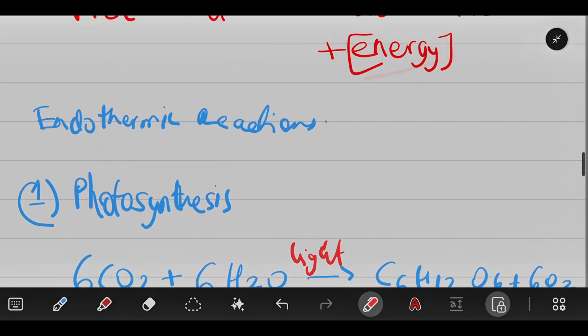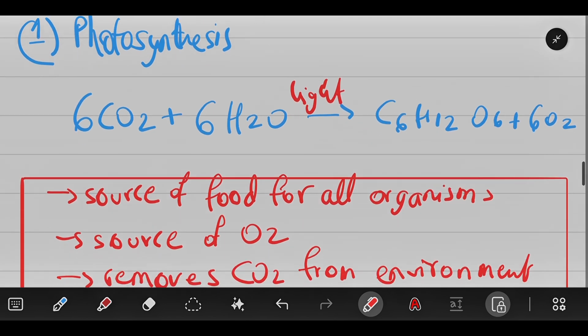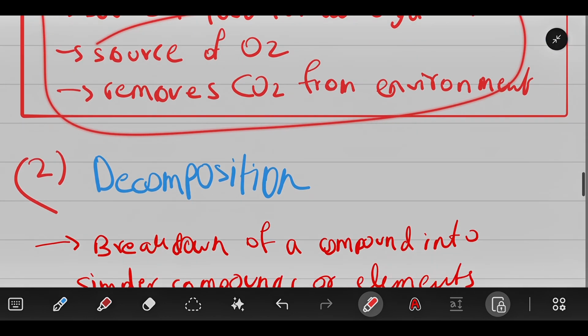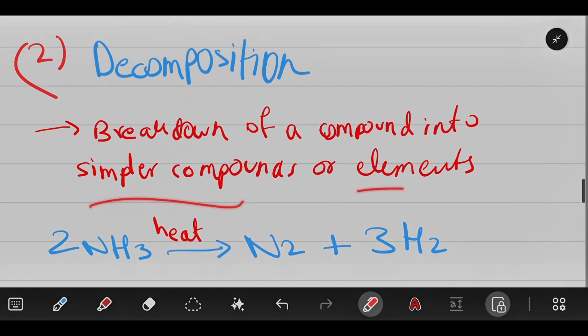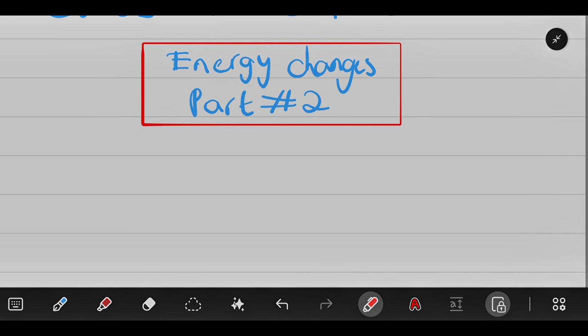Moving on to endothermic reactions, we started discussing photosynthesis, which is an endothermic process, and how it cannot take place at night because it needs light to start the reaction. We discussed some other important aspects of photosynthesis, which are its factors as well. We then talked about the decomposition reaction. It was a breakdown of a compound into simpler compounds or elements. We had ammonia here, and then it was broken down into nitrogen and hydrogen, and it was decomposed as a result.